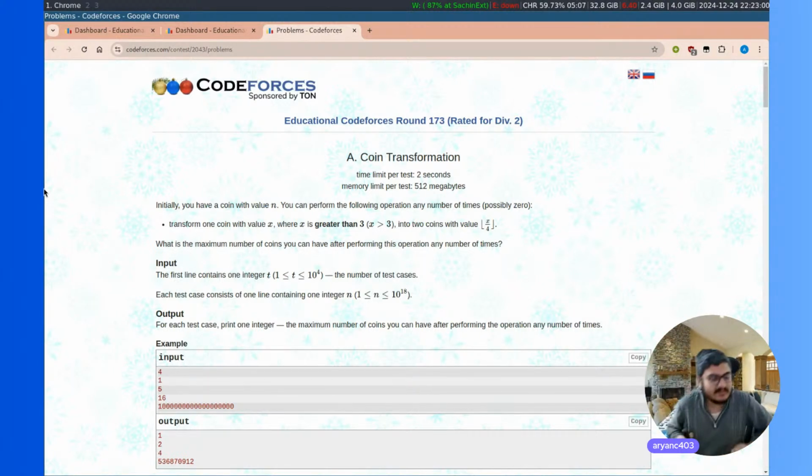And yeah, the main idea over here was you notice the two coins you create have the same value. So you can keep doing the same kinds of operations and keep doubling the values you have.